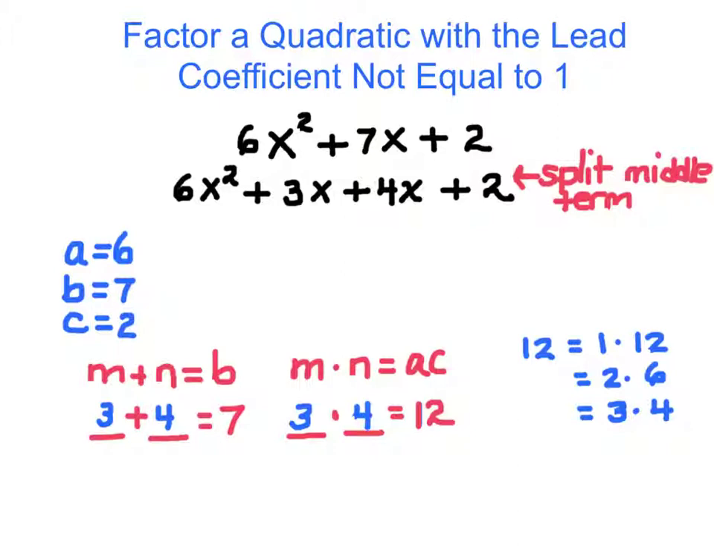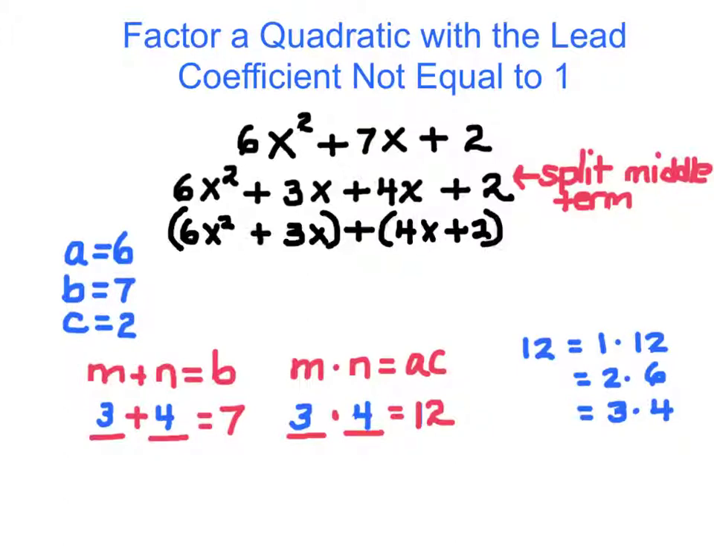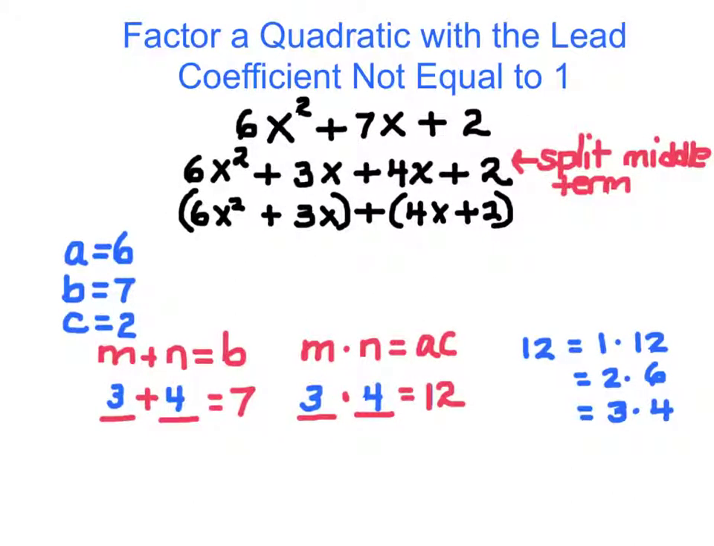The next thing we want to do is group the first two terms together. So 6x squared plus 3x, we group these together. What we're doing after we split the middle term is factor by grouping. And we group the next two terms together. We factor the first two terms, then we add that to factoring the second two terms. When we factor the first two terms, we'll find that 3x factors out, and we have the monomial 3x times 2x plus 1.